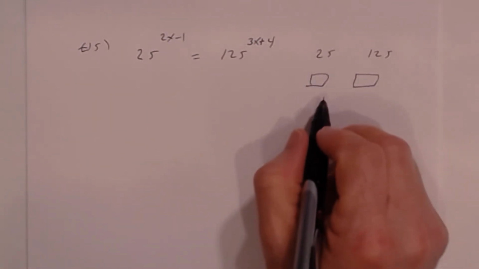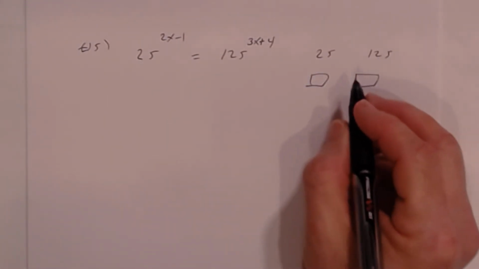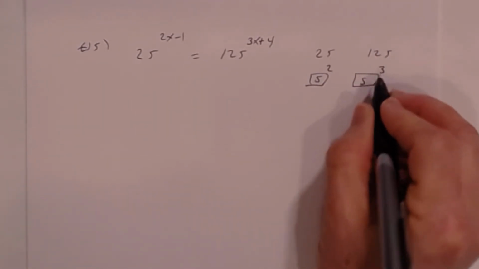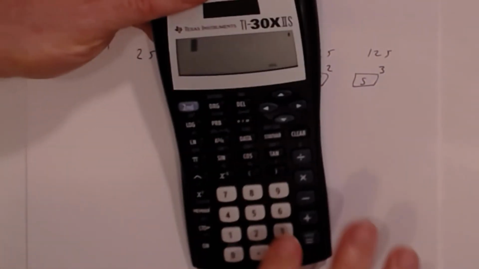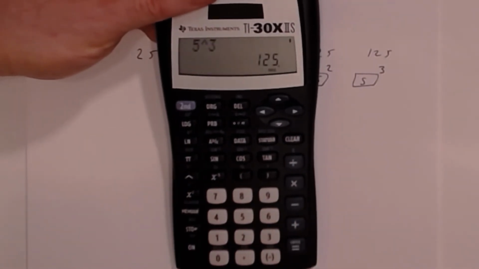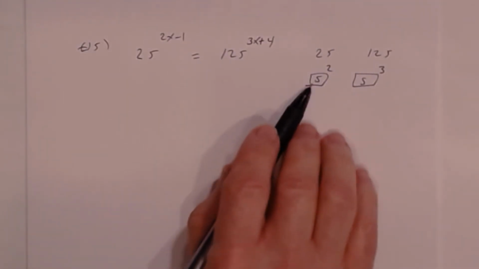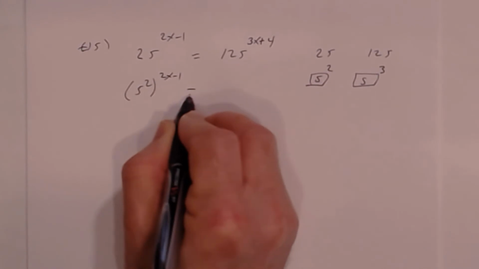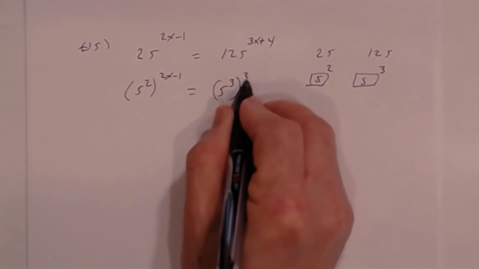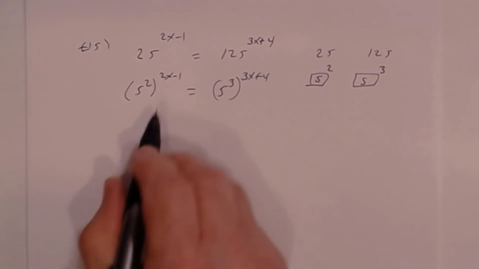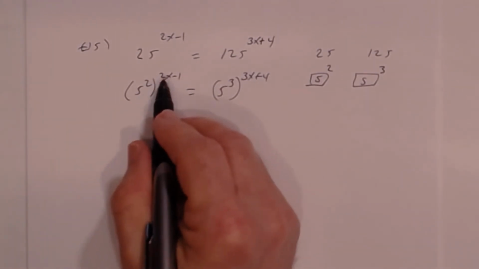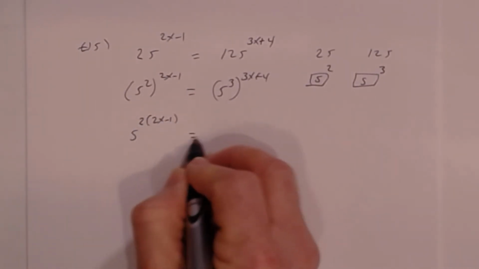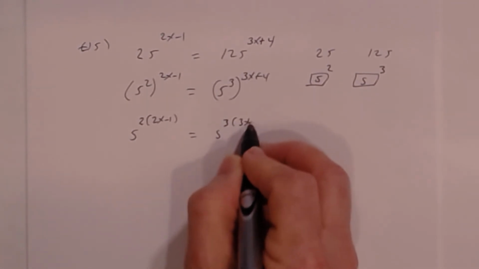First of all, think about 25. You all know that 25 is 5 squared, right? And you all know that 125 is 5 cubed. Check yourself if you're not sure. Watch: 5 raised to the third is 125. So that's what you're going to use, that common base of 5. I'm going to write this as 5 squared raised to the 2x minus 1 equals 5 cubed raised to the 3x plus 4. And remember, a power raised to a power, you multiply. So you're going to rewrite this as 5 raised to the 2 times 2x minus 1 equals 5 raised to the 3 times 3x plus 4.